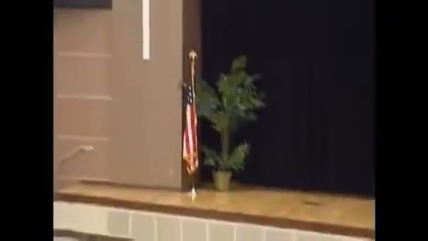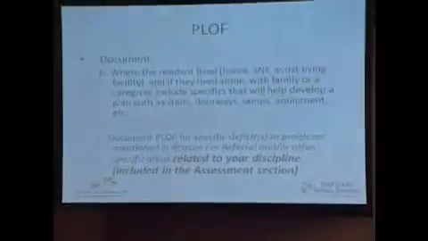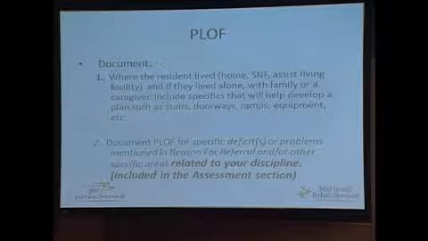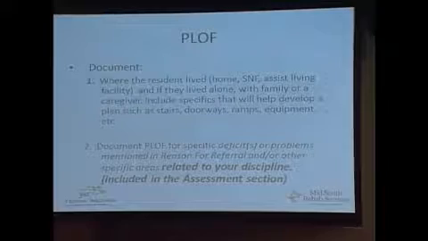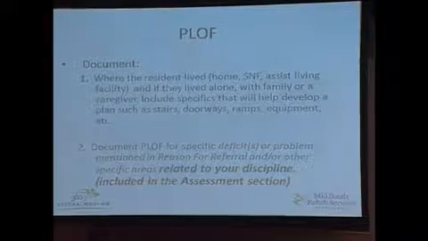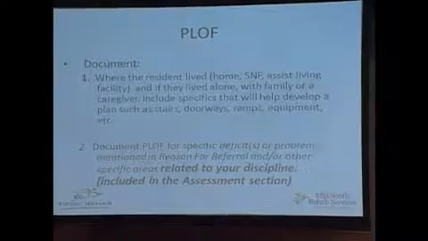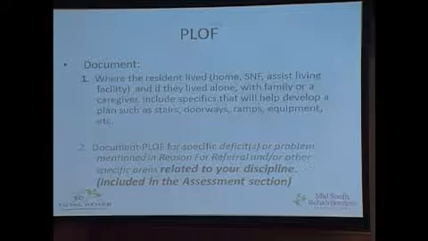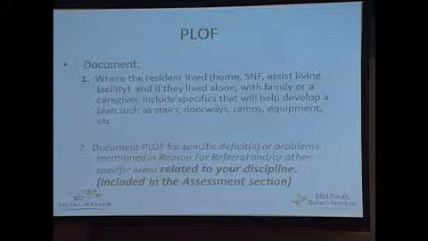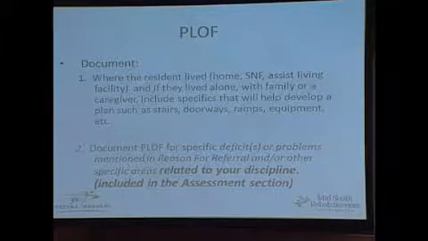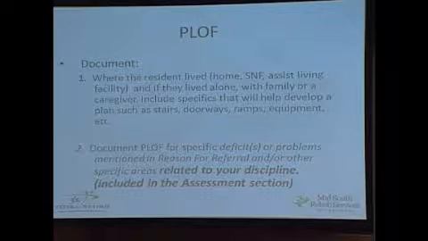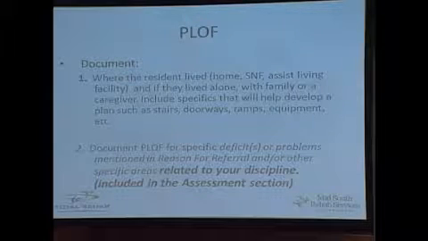It should start off with where the resident lived, whether they lived alone, at home, or in a SNF. You should also document anything specific that will help you in developing your plans. For example, stairs and doorways. Because if a resident is going home and they have stairs that they have to negotiate, you need to include that in your prior level of function, because that's going to paint a picture as to why you're working on stairs when your nursing home doesn't have any stairs. So make sure that you include that, or ramps.